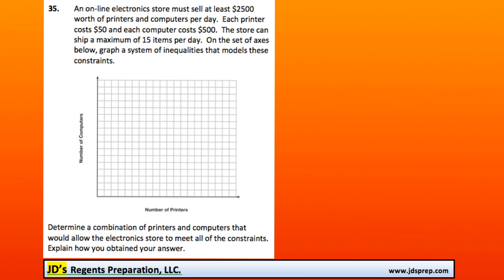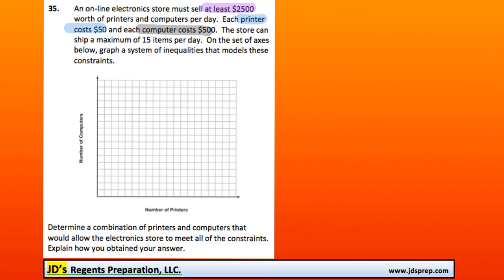This is problem number 35 from the June 2015 Algebra Regents exam. An online electronics store must sell at least $2,500 worth of printers and computers each day. Each printer costs $50 and each computer costs $500. And the store can ship a maximum of 15 items per day.